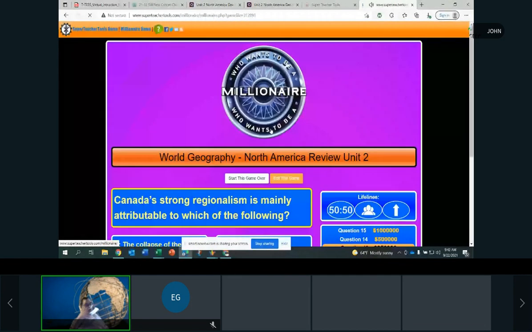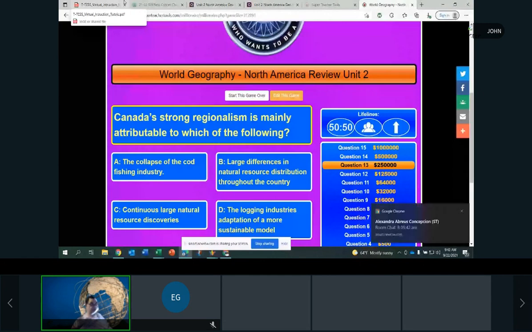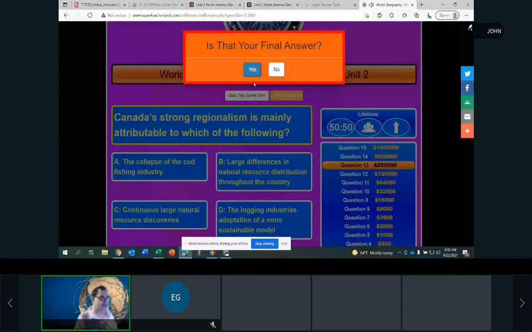Canada's strong regionalism is mainly attributable to what? The collapse of the cod fishing industry, large differences in the distribution of natural resources, continuous large natural resource discoveries, or logging industry's adaptation of a more sustainable model. There's something about Canada that's interesting. The answer is B. Canada does not have its natural resources evenly distributed, guys.